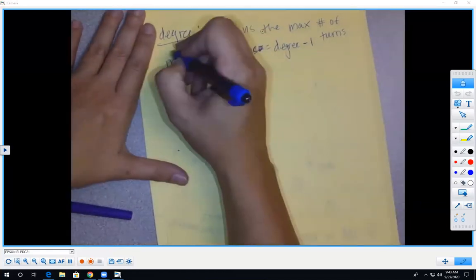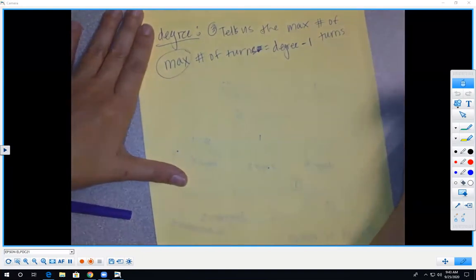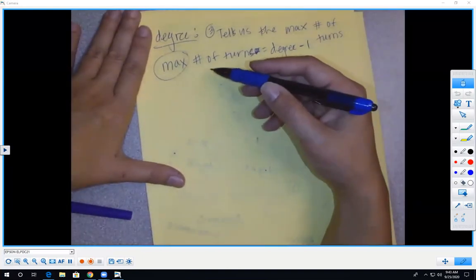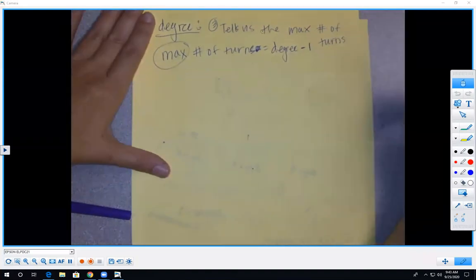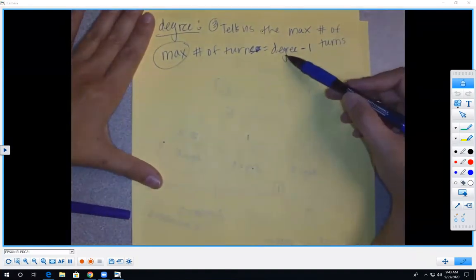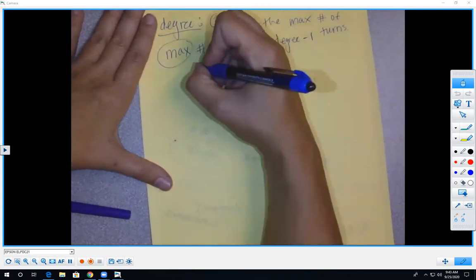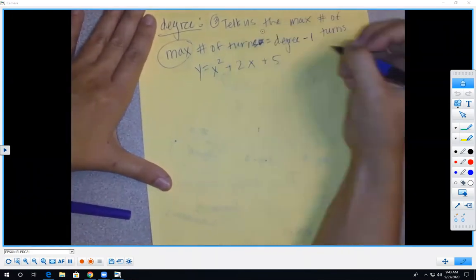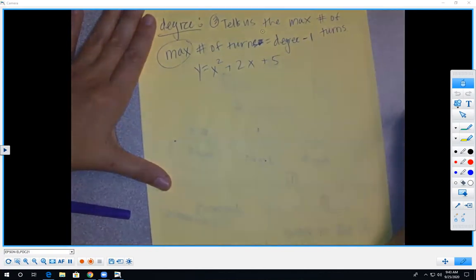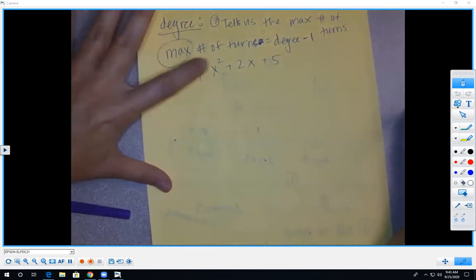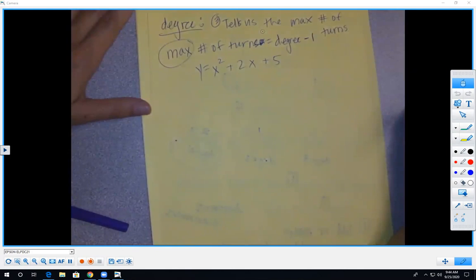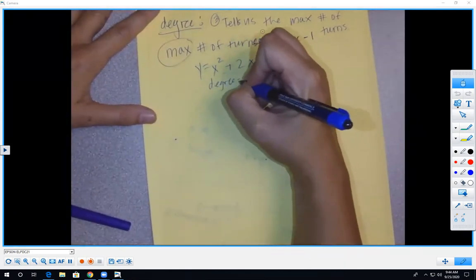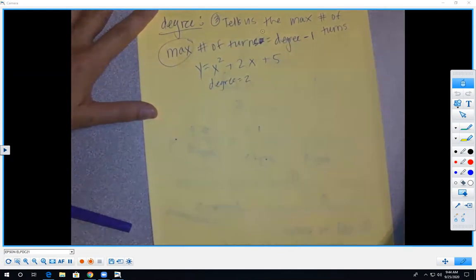Okay, so maximum means that's the most it can have. It's not always the number it's going to have, but you can't have any more than this number. For example, let's talk about a quadratic: x squared plus 2x plus 5. What is the degree of that function? Yeah, the degree here is 2. So it has 2 answers.